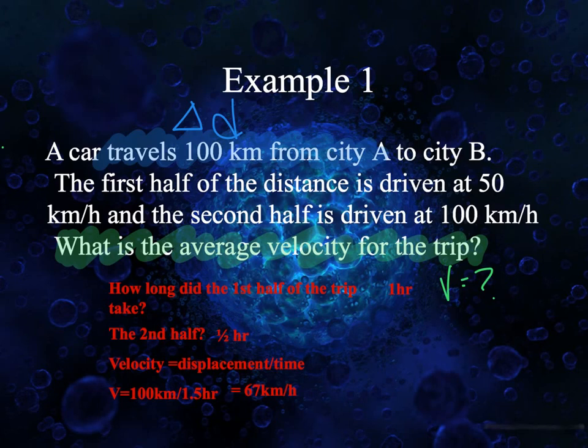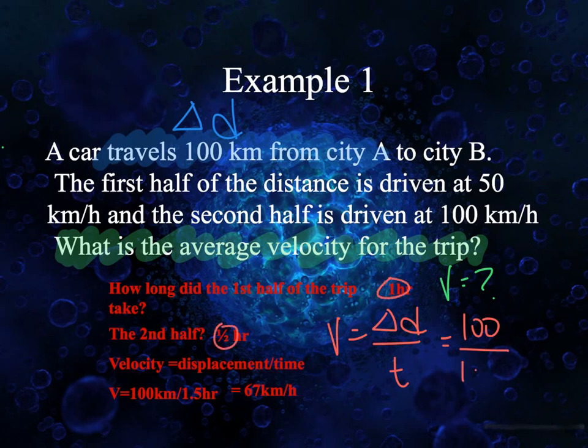So if we use our velocity equation, which is V equals displacement over time, we know our displacement was 100 because she traveled 100 total kilometers. And in total, it took her 1.5 hours.